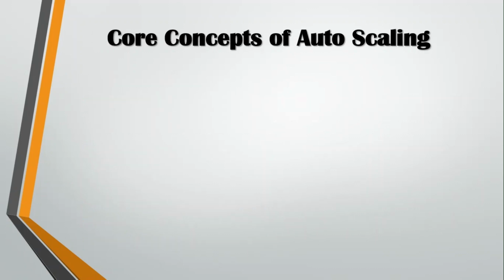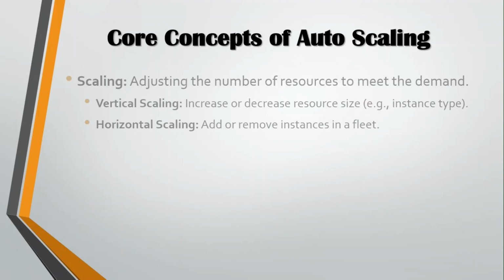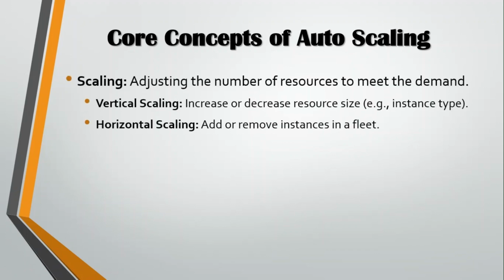Now, let's look at the core concepts of AWS autoscaling. There are two main types of scaling: vertical scaling and horizontal scaling. Vertical scaling, which involves increasing or decreasing the size of your individual instances, such as upgrading your EC2 instances to a large type. Horizontal scaling, which involves adding or removing instances from your fleet to meet demand.